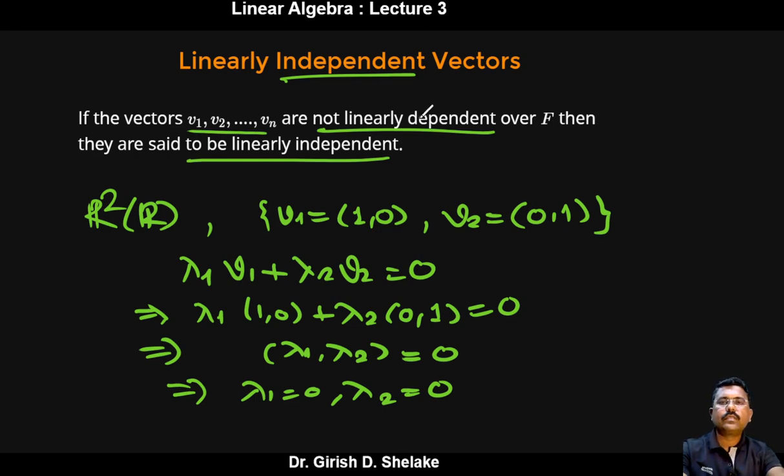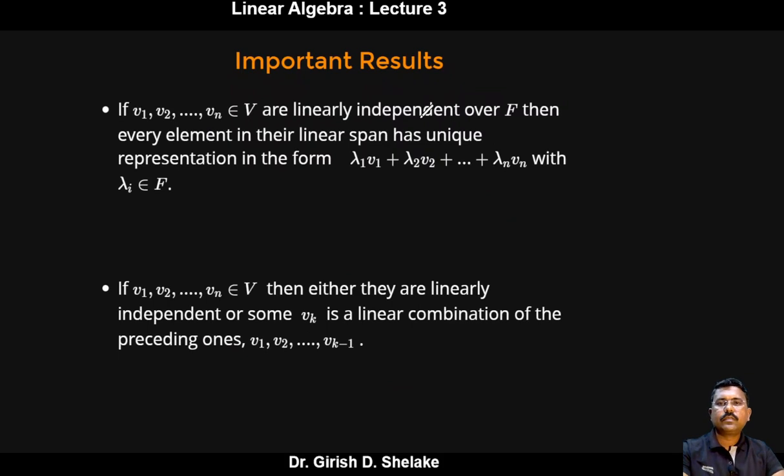Now we consider some important results regarding linearly dependent and independent vectors. The first one is: if the set of vectors v1, v2 and so on vn in V are linearly independent over a field F, then every element in their linear span has a unique representation of this form, with lambda i belonging to F.